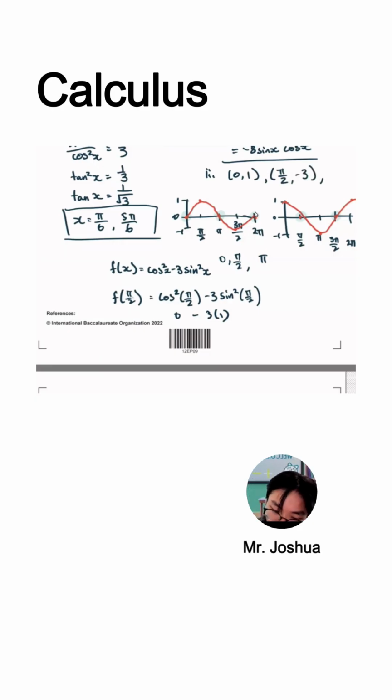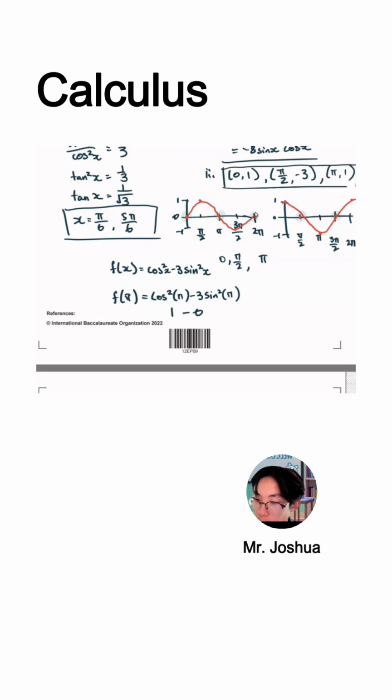Our final point would be f of pi, which is cos squared of pi minus 3 sine squared of pi. Okay, so cos squared of pi is negative 1 squared, or just 1, minus 3 sine squared of pi. Sine of pi is 0, so 1 minus 0. In other words, our last one is pi, comma 1. So these are our three coordinates for part B. Awesome. Let me get rid of this for some space.